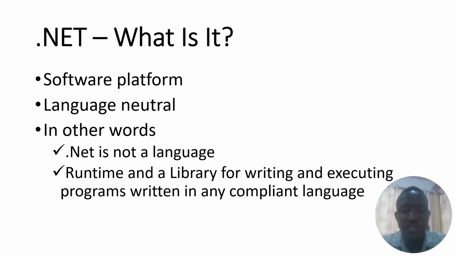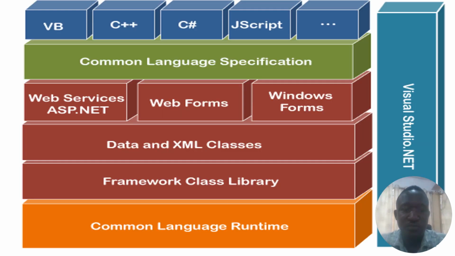Now, .NET is a software platform. It is also a neutral language, which means that the .NET framework is not really a language. It is a runtime and a library for writing and executing programs written in any compliant language. And so this is the Visual Basic framework as designed. So when we pick the .NET framework, it can handle VB, C++, C#, JavaScript, and many others.